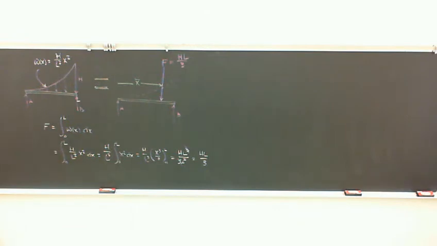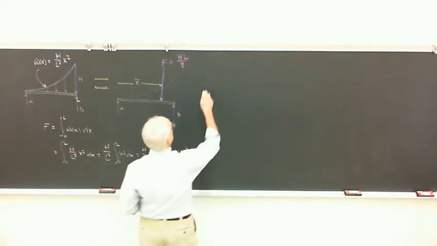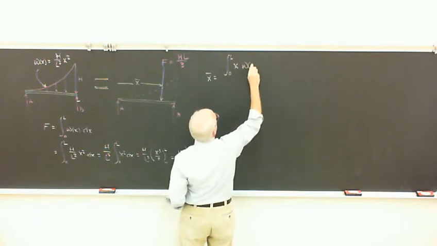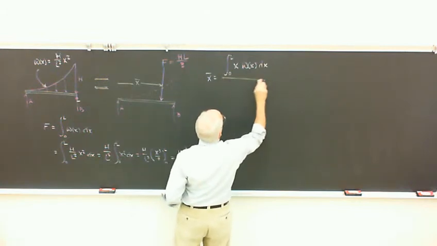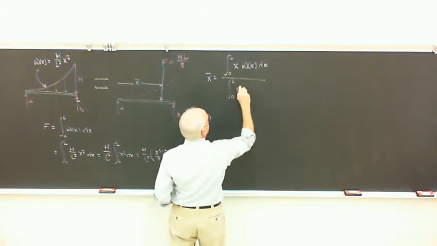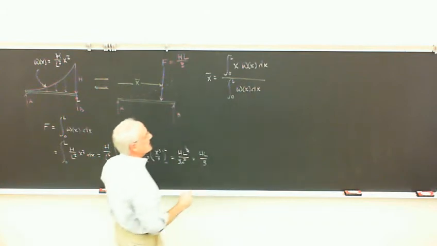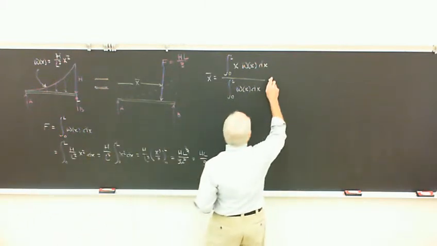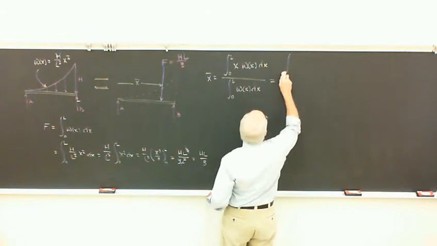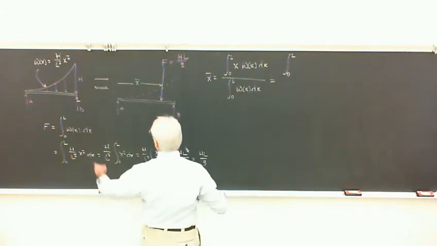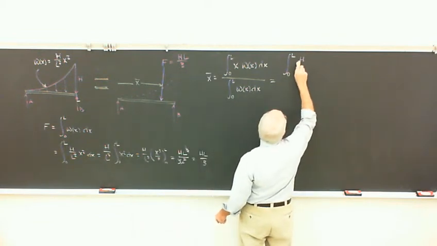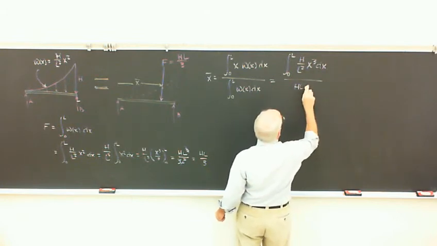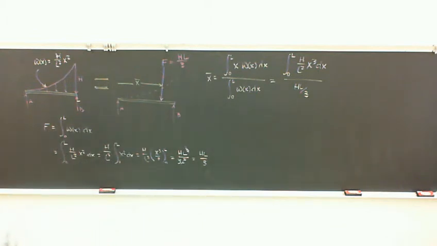We don't know, however, where to put it. So we need to do that little part next. And that's the integral of x times the load curve divided by the total force, which is the area under the load curve, but we've already done that. So we only need to do the top part. Zero to L of X times the load curve, so it's H over L squared X cubed dx. And all that over HL over 3, because we already did that.